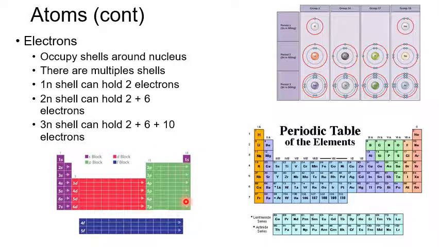You can see the ones that have their filled shells are lined up in this group here. These are the noble gases. Okay, they're stable. They don't have to gain electrons to become stable. They already have their shells filled, so they are stable. Okay. There's also a D shell that holds 10 electrons.